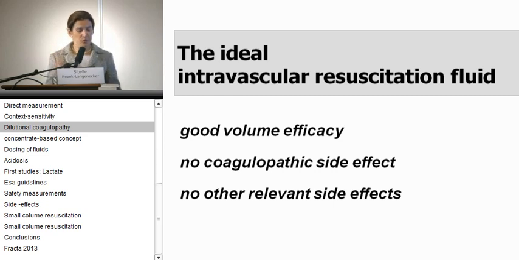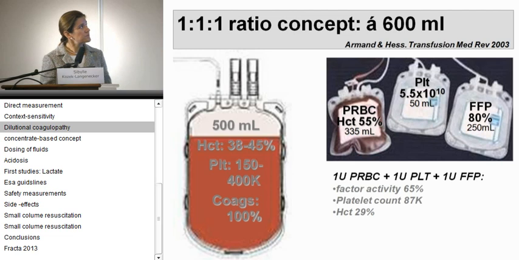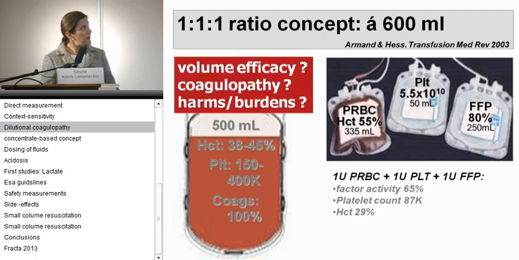So these are the three things we expect in this situation. Some of us use a one-to-one-to-one approach in severe or massive bleeding, and this means that you give around 600 ml into a bleeding patient. The problems now about volume efficacy are the following. We do not know what the volume efficacy of FFP is. Coagulopathy: you can see that this ends up in a hemodilutional problem just by infusing a one-to-one-to-one approach.